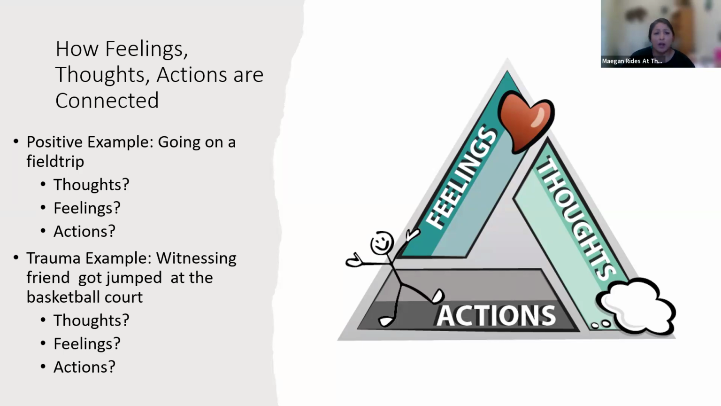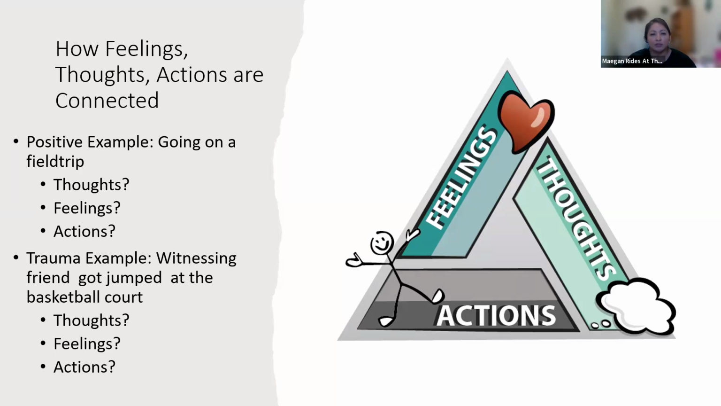And then we can use some other examples, some real world traumatic experiences, like witnessing a friend getting jumped at the basketball court, and what kind of thoughts they may have about this. Maybe thoughts that they might get jumped, feeling scared, actions: avoid, right? Avoiding the basketball court altogether, not playing basketball at all. There's all kinds of things that could potentially happen, and helping them link these things together. So we spend a lot of time reviewing multiple situations so that they understand how these things are all linked.